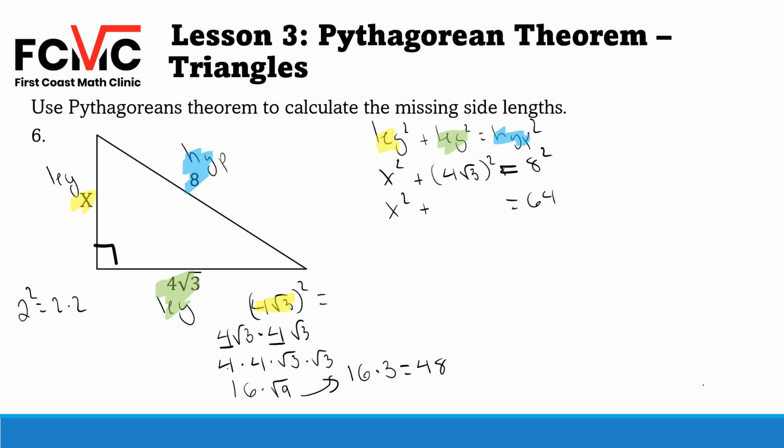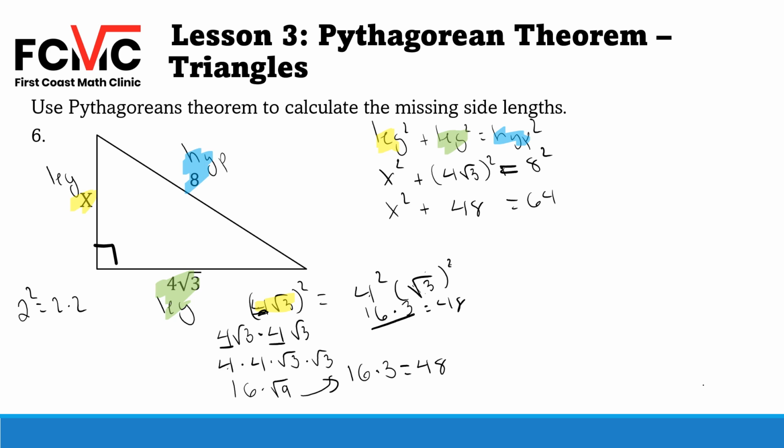Another way to think about this is we're squaring the 4, so we're squaring the term outside the radical, and then we're squaring the term under the radical. So 4 squared is 16. Square root of 3 squared, the radical and the exponent cancel out. So we get back the 16 times 3, which gives us 48 as well. So both ways we get 48 here.